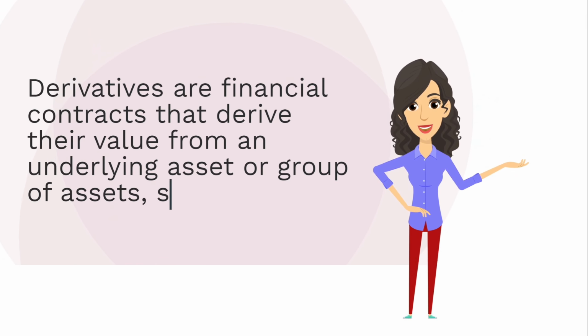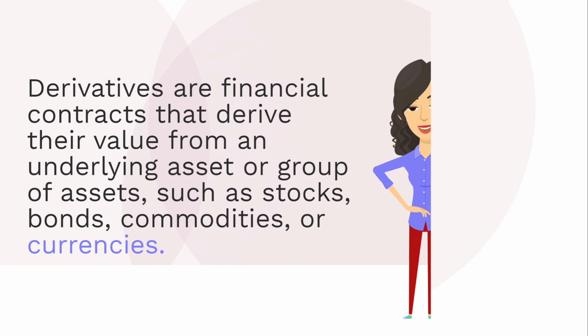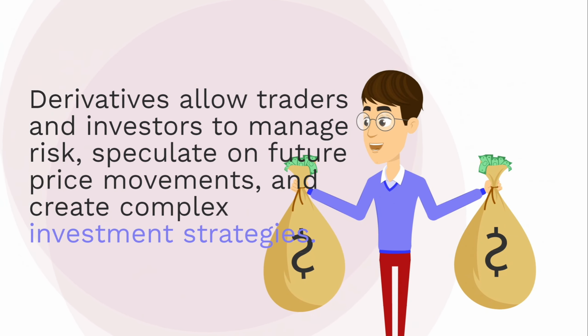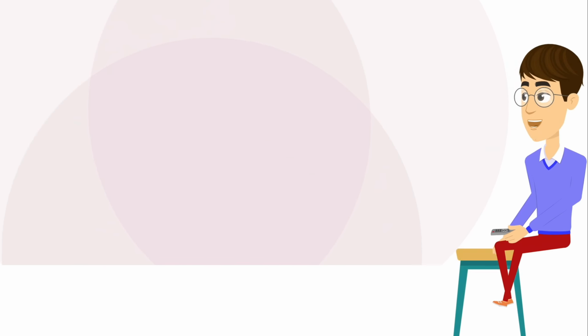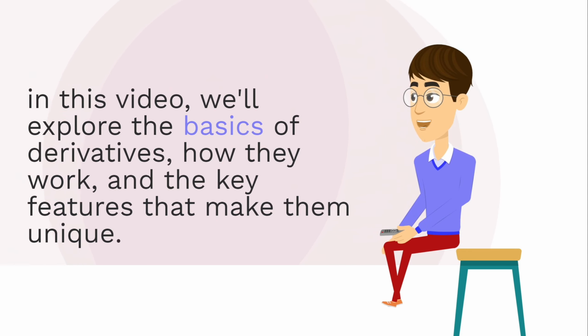Derivatives are financial contracts that derive their value from an underlying asset or group of assets, such as stocks, bonds, commodities, or currencies. Derivatives allow traders and investors to manage risk, speculate on future price movements, and create complex investment strategies. In this video, we'll explore the basics of derivatives, how they work, and the key features that make them unique.